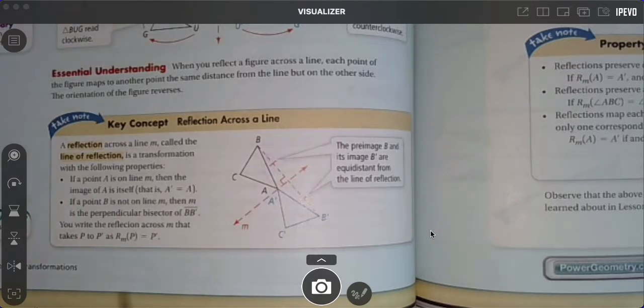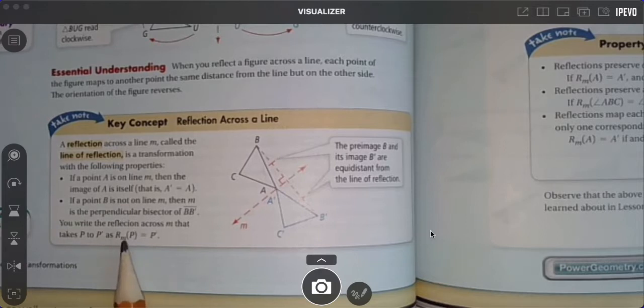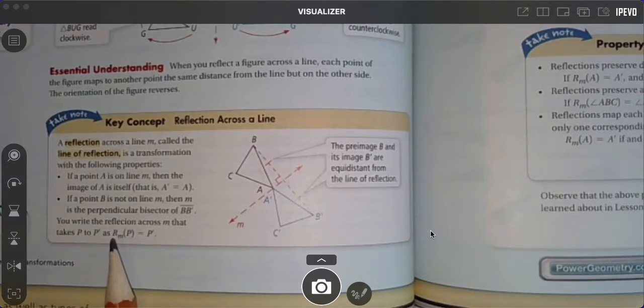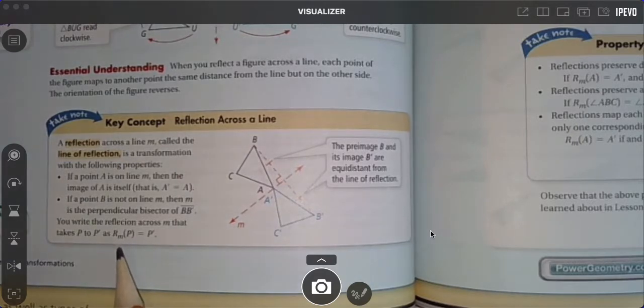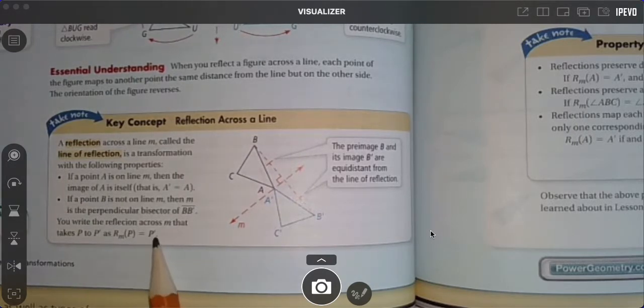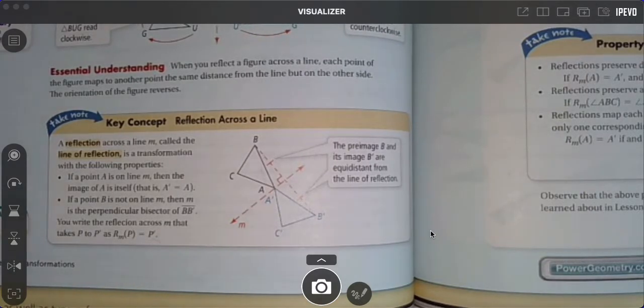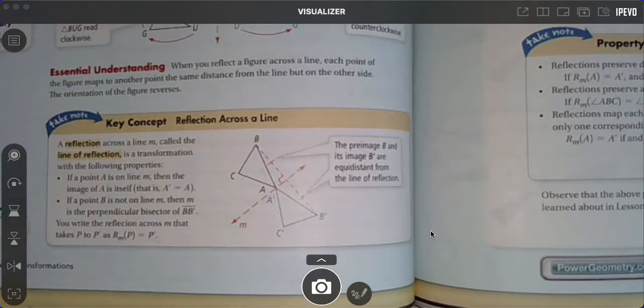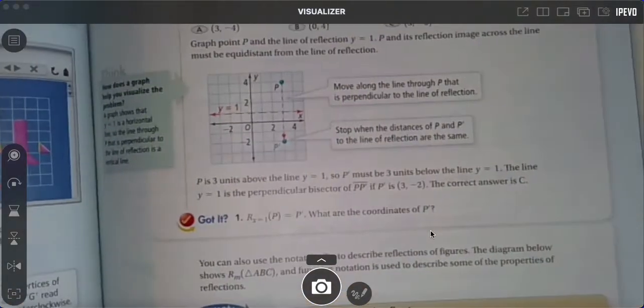Let's see what else. They write it like this. They use the letter R for our reflection, and then they're going to tell us where we're reflecting it across. And when they use that little prime symbol, y'all might not be able to see it in the video, but that's your new image. So you start with your pre-image, they tell you where to reflect it across, and then you get an image. Is everybody okay with that? So first we'll just start with this problem right here.